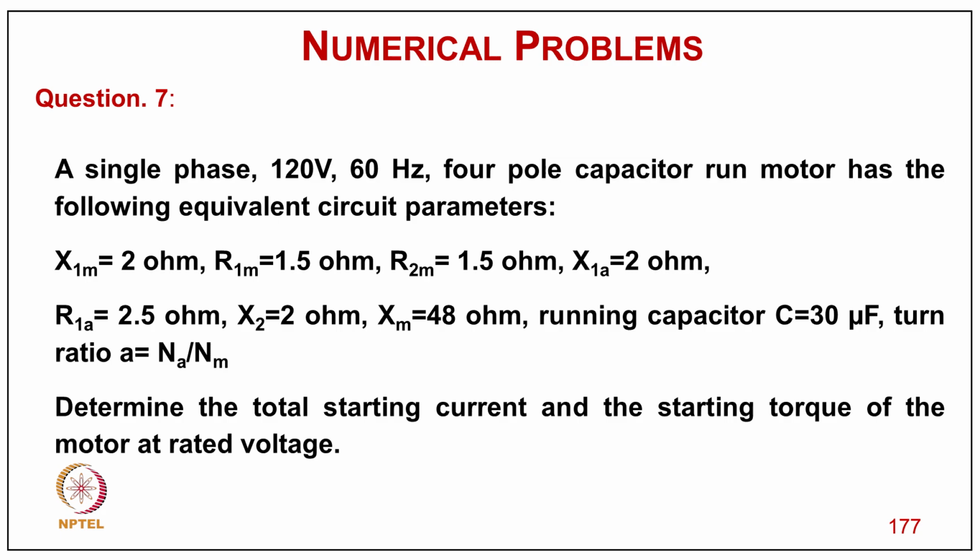Question 7. A single phase 120 volt 60 Hz 4-pole capacitor run motor has the following equivalent circuit parameters: X1M equal to 2 ohm, R1M is 1.5 ohm, R2M 1.5 ohm, and X1A 2 ohm, R1A 2.5, X2 2 ohm, XM 48 ohm, running capacitor 30 microfarad, and turns ratio is given equal to N upon M. Determine the starting current and the starting torque of the motor at rated voltage.